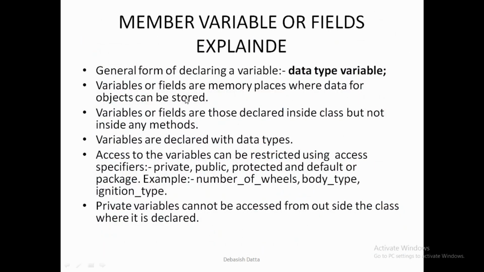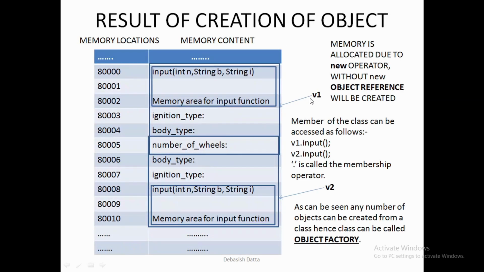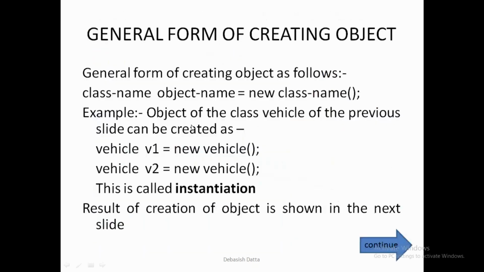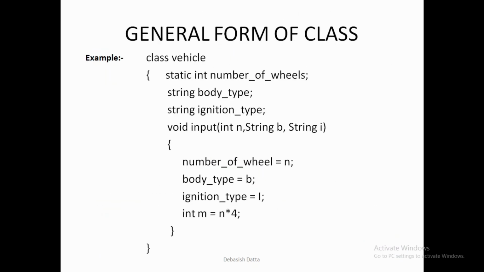The variables or fields are memory places where data for an object can be stored. As you can see from this figure, for both V1 and V2, memory is reserved for their member variables. These are the memory places where data for objects V1 and V2 can be stored. So variables or fields are those declared inside a class but not inside any methods. See, these are the member variables of the class vehicle.